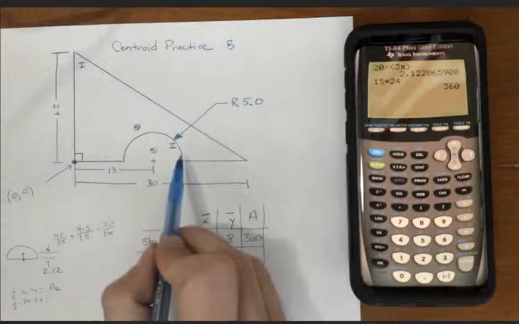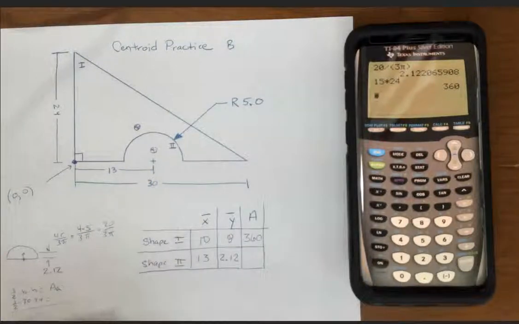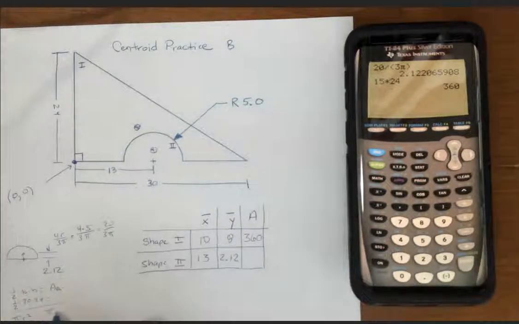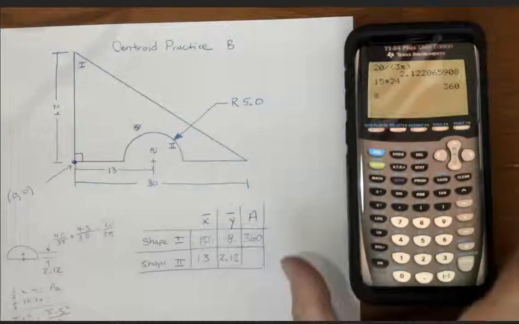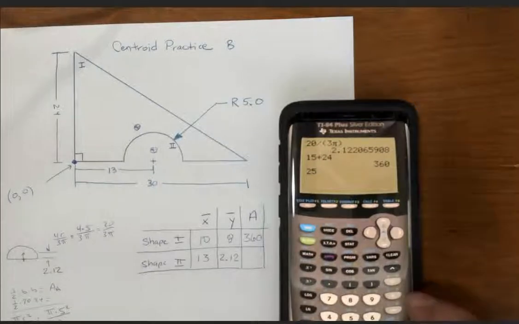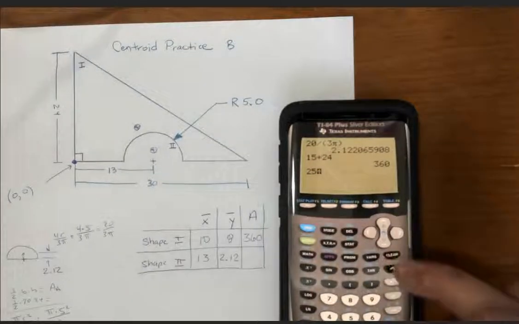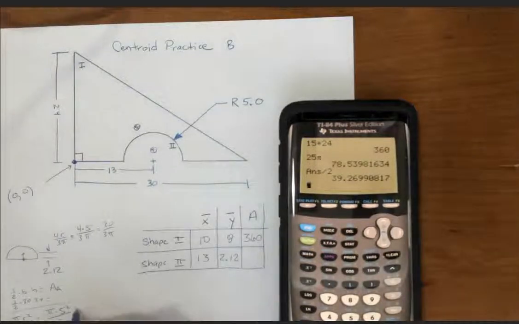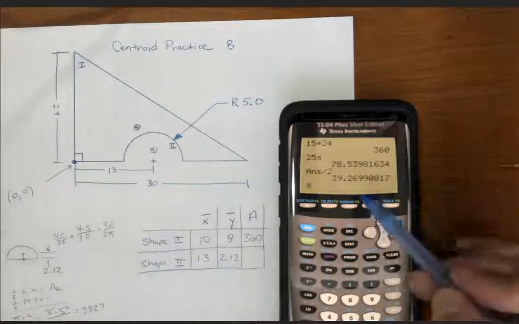Okay, the semicircle. Well, a circle is pi r squared, but we want half of it. Our radius was 5, so it's pi times 5 squared, or 25, divided by 2. Let me hit 25 pi, divide by 2. As a quantity, it is 39.27. I'm going to round again just to the nearest hundredth.